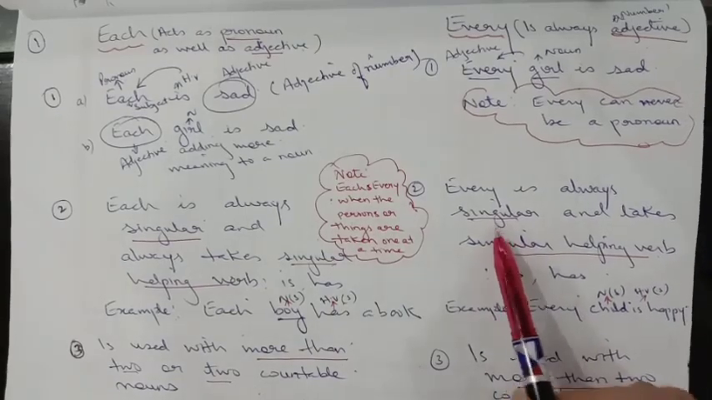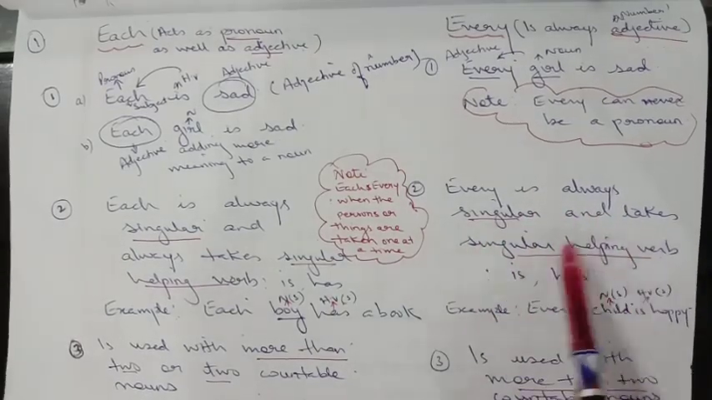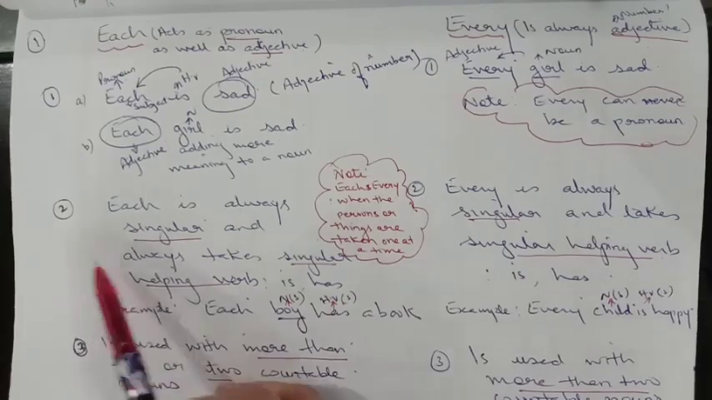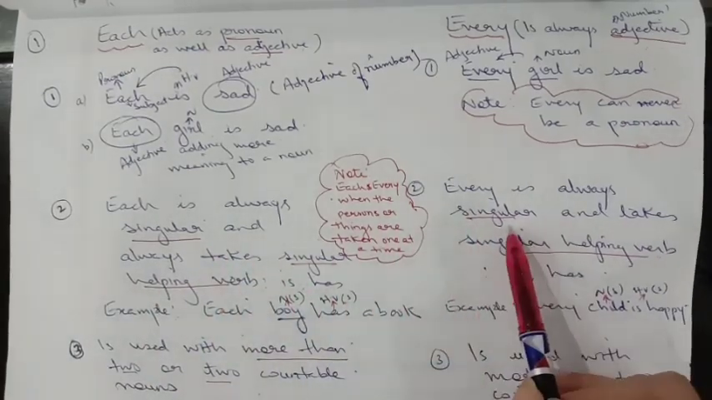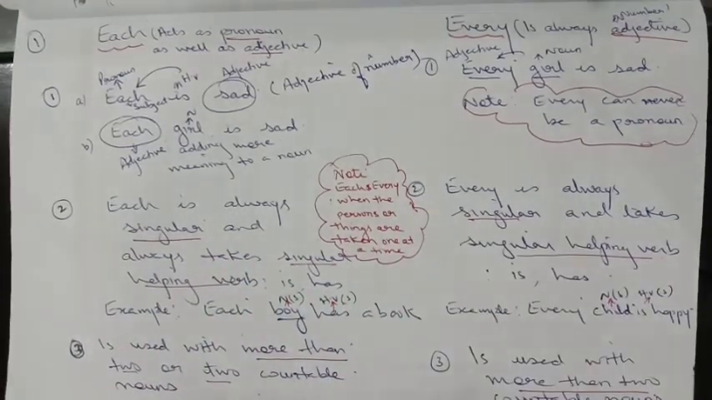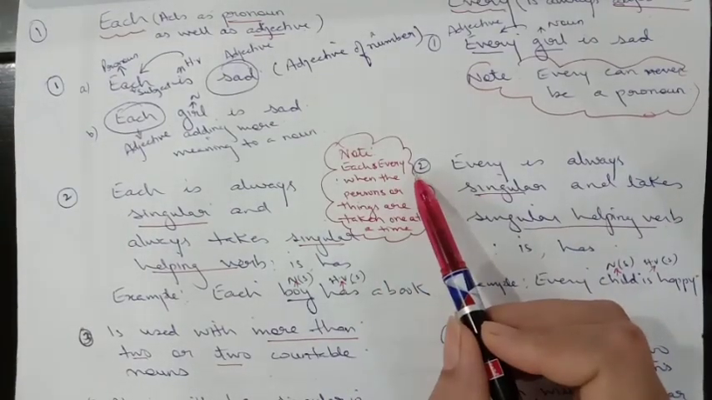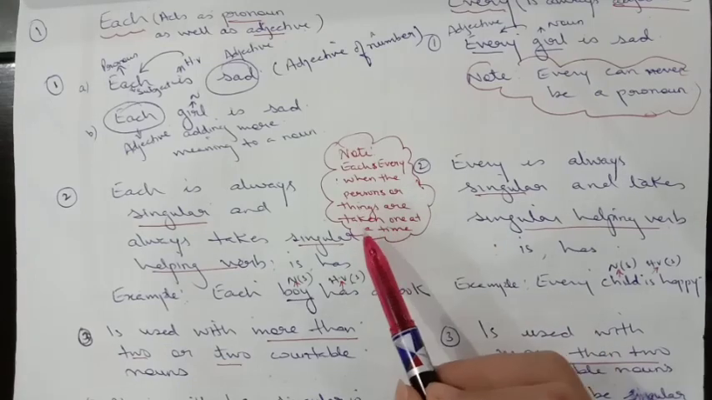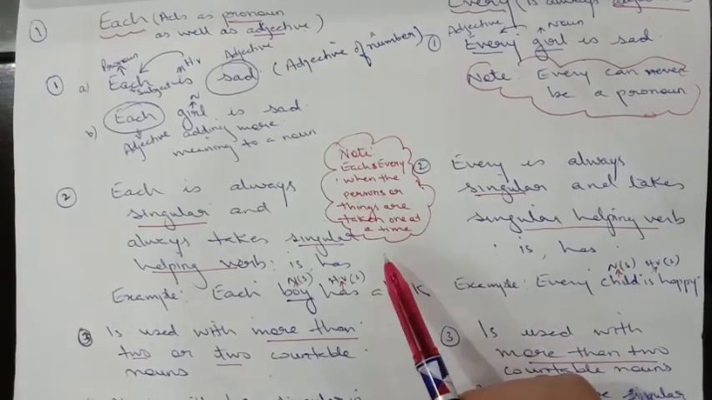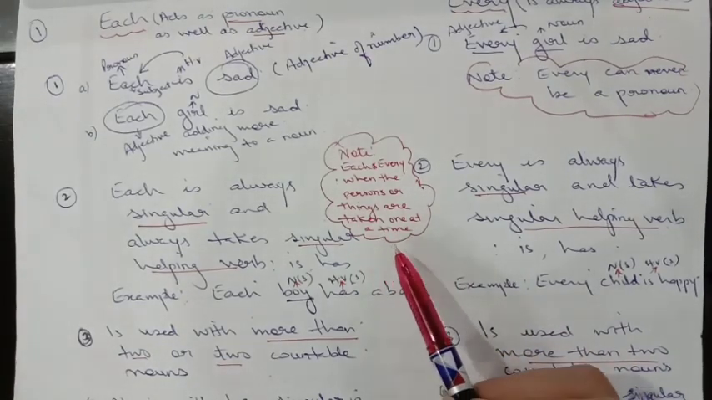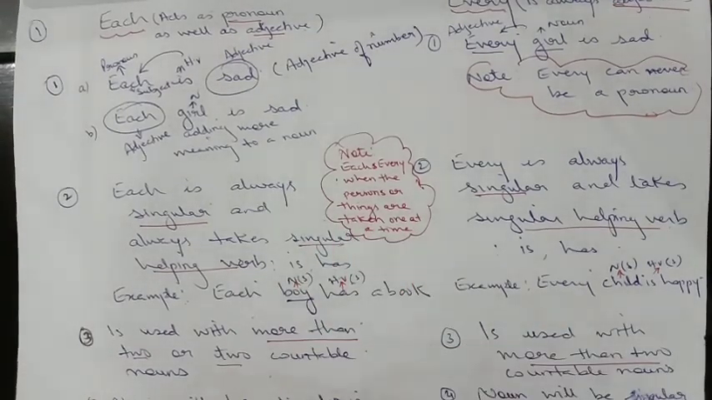Same thing for every also. It is also singular and always takes a singular helping verb. So this is a similarity between each and every. Kindly note, use each and every when the persons or things are taken one at a time. When you take persons or things one at a time, you use each and every.